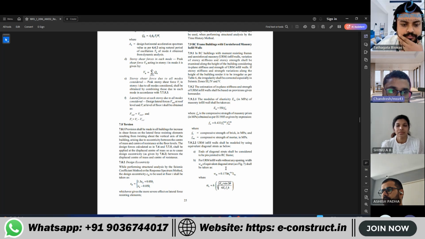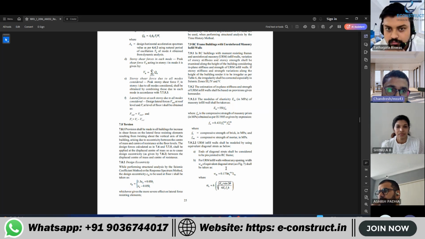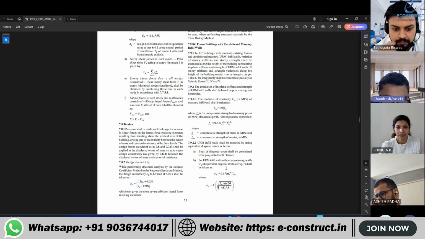Provisions shall be made in all buildings for increase in shear force on the lateral force resisting elements resulting from twisting about the vertical axis of the building, arising due to eccentricity between the center of mass and the center of resistance at the floor levels. The design force calculated as in 7.6 and 7.5.5 shall be applied at the displaced center of mass so as to cause the displaced center of mass and center of resistance to coincide.